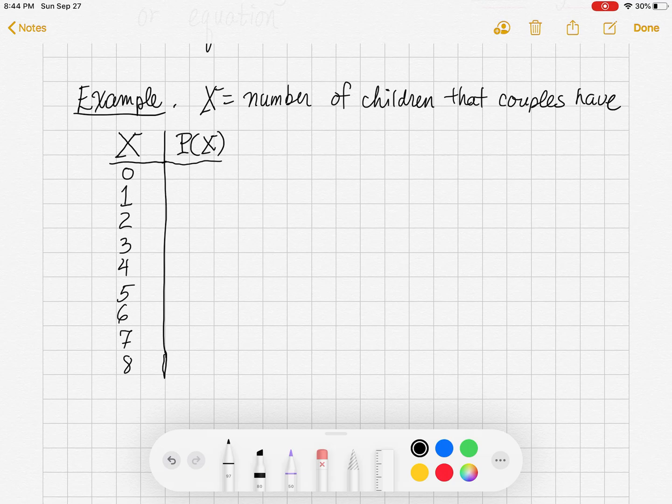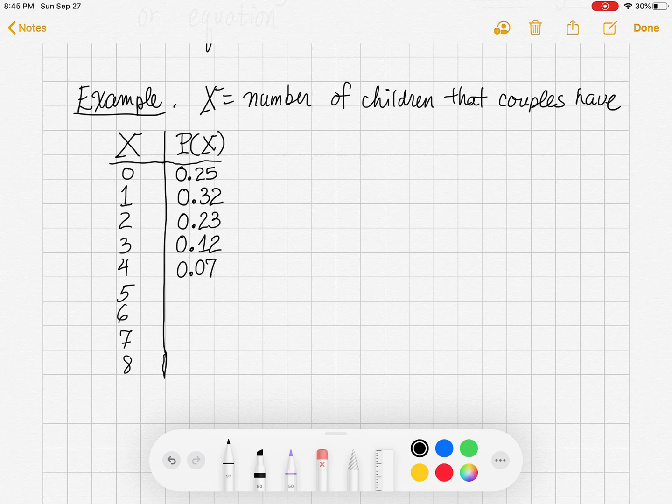Let's just pretend that for having no children, a couple has a 25% chance. So if someone randomly selects a couple, the probability is 25% that they don't have any children. For one child, 32%, so 0.32. We're going to write these all as decimals. Probabilities we write as decimals. 2 children, 0.23. 3 children is 0.12.